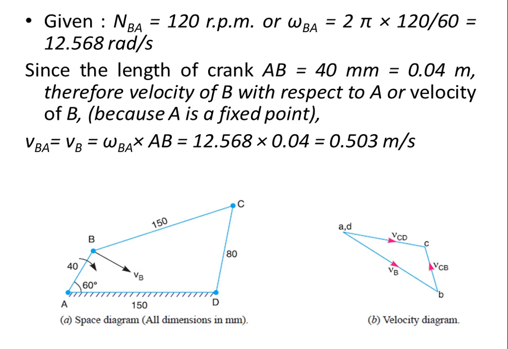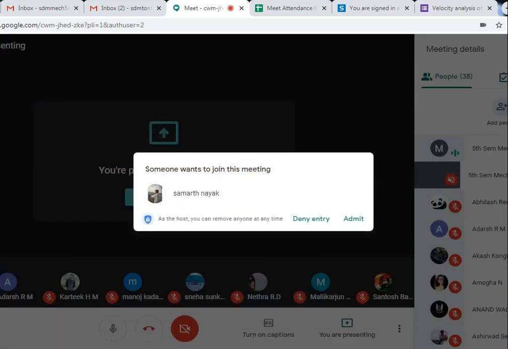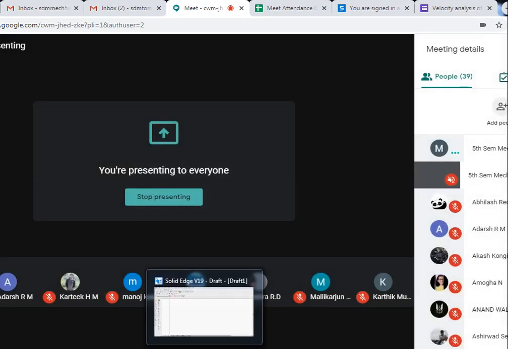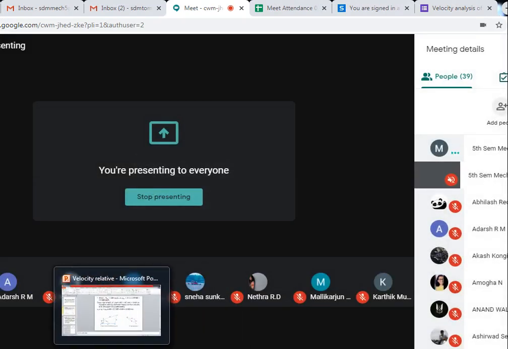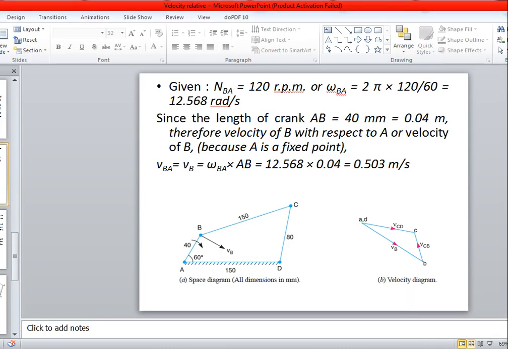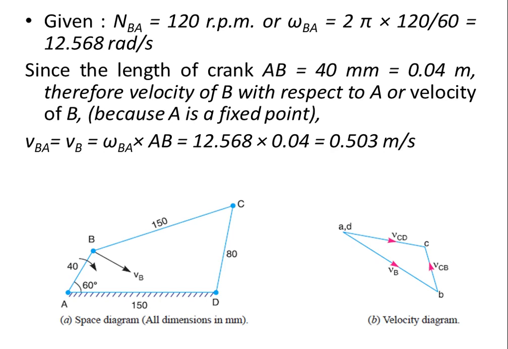Then I will now explain how to draw the velocity diagram. Are all ready with the space diagram? Tell me yes or no. Anyone who has not drawn the space diagram, you can just unmute and tell me, so that I can wait, otherwise I will continue. Anyone having any doubt how to draw the space diagram, unmute and tell me. No problem, I will wait, but do it correctly.